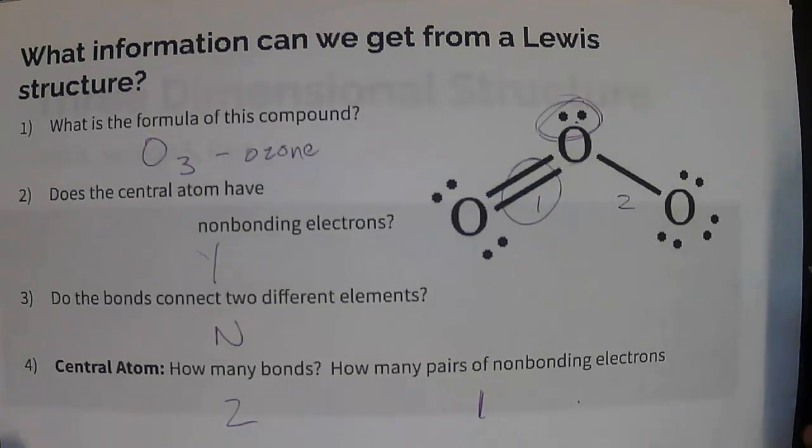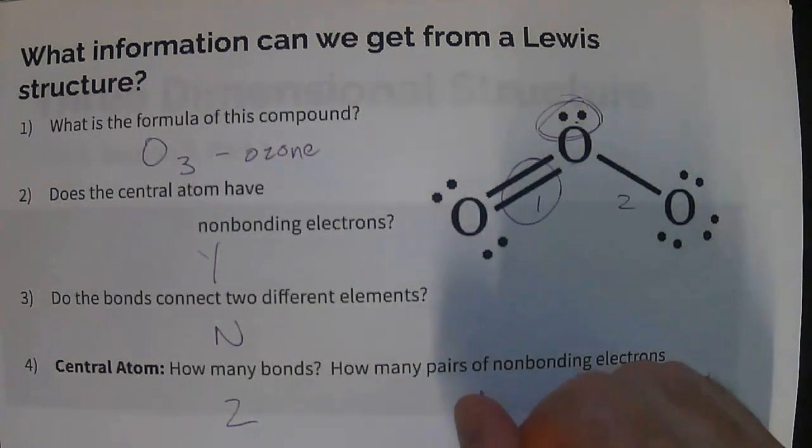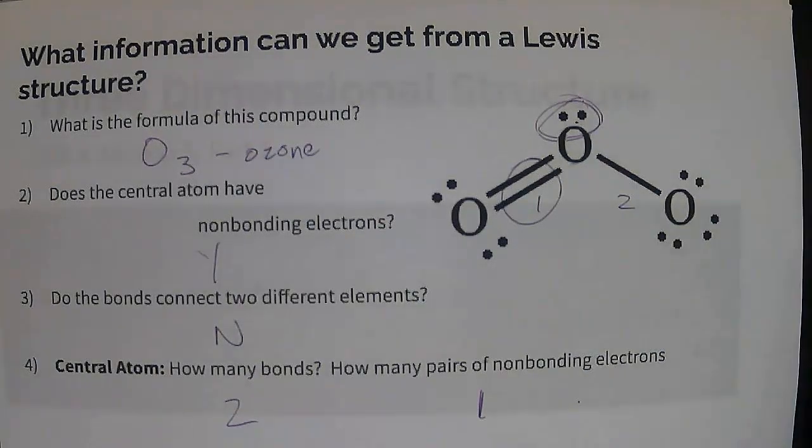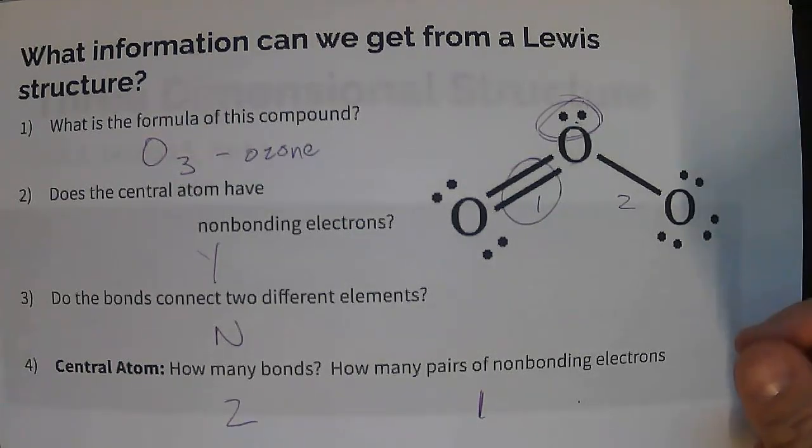How many pairs of non-bonding electrons? This is 1. So this is the beginning of the information that we can gather from the Lewis structure, and from there we're going to use that information to come up with even more interesting stuff.